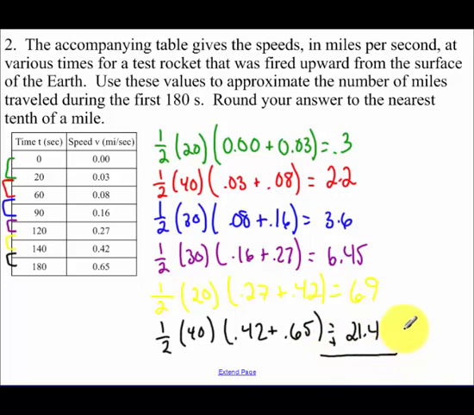Now I add all those together and we end up with 40.85, and we want to know how long, the number of miles it's traveled. I give us units, so give me units back.